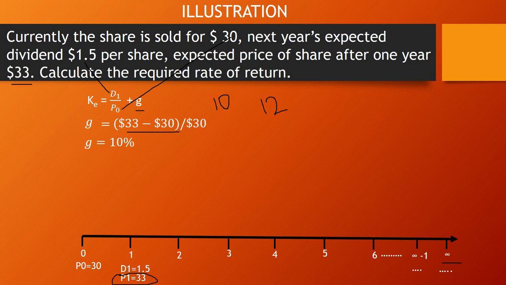Now I am aware of D1, P0 and G. I am going to put every value in this formula. D1 is 1.5, P0 is $30 and G is 10%, or I can write 0.10. If you solve it, 1.5 divided by 30 is 0.05, plus 0.10. The answer is 0.15, or you can say 15%. So now you have learned the same question by three different methods. These are just different ways of representing the question; otherwise, the logic is the same.